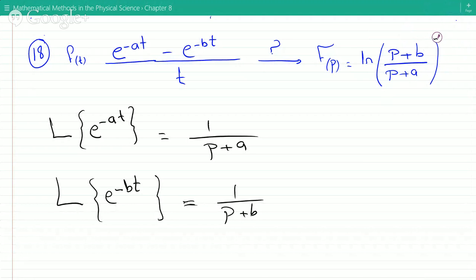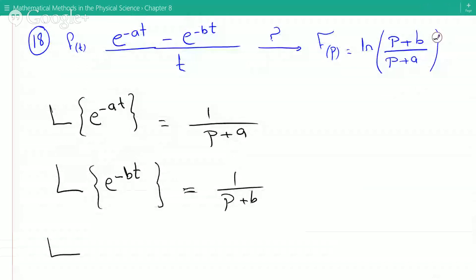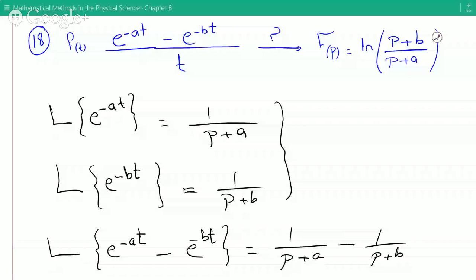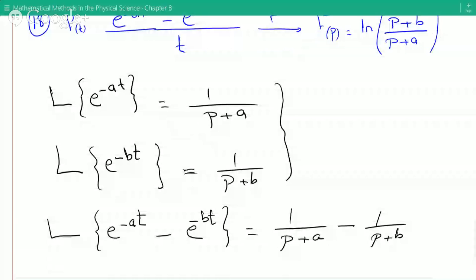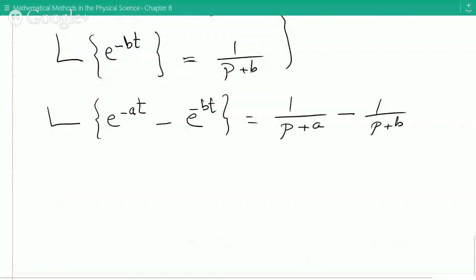Okay. So that just means that if I put these two together, since Laplace is linear and you can add them, the Laplace of e to the minus at minus e to the minus bt is nothing but 1 over p plus a minus 1 over p plus b. Now the only problem is I'm still missing the t in my expression.